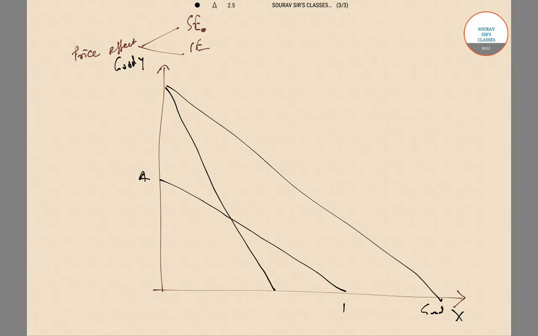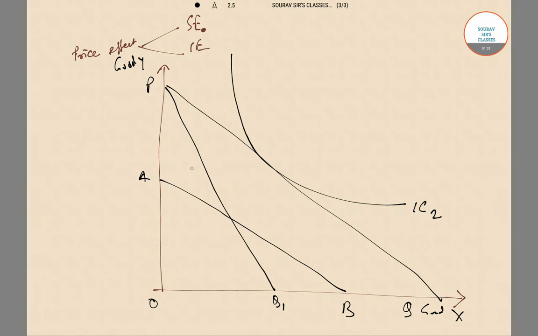So let's mark it A, B, P, and Q, and this may be Q1, 0. Now with respect to this, first, this is indifference curve IC2.